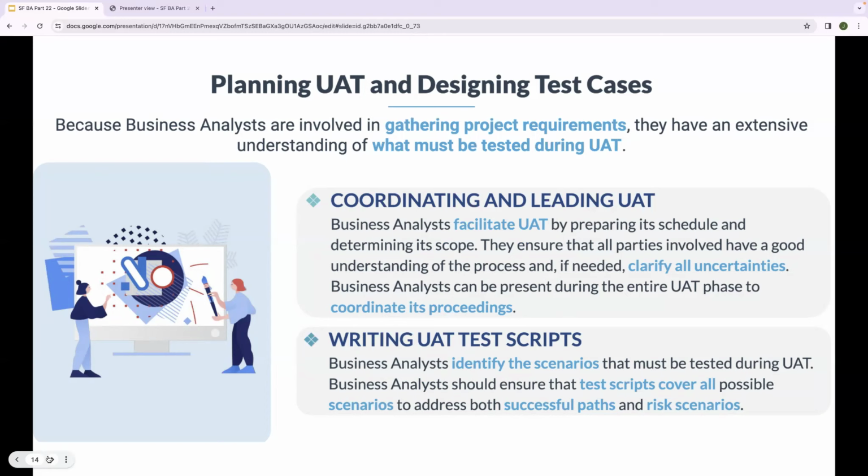Business analysts can be present during the entire UAT process to coordinate its proceedings. Writing UAT scripts. Business analysts identify the scenarios that must be tested during UAT. Business analysts should ensure that the test script will cover all possible scenarios to address both the successful paths and risk scenarios.